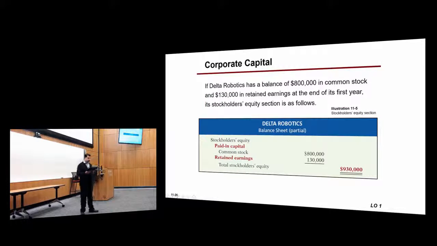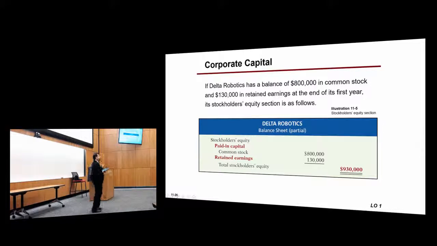So if Delta Robotics has a balance of 800,000 in common stock and 130,000 in retained earnings at the end of its year, the stockholders' equity section in the balance sheet will be as such. You remember you have assets, liabilities, and stockholders' equity. The stockholders' equity section would include two parts: paid-in capital and retained earnings.